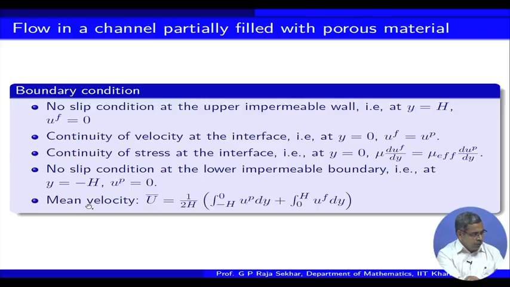So, the mean velocity is defined. Here, minus h to 0 is porous and 0 to h is the fluid. Correspondingly, we take the velocity, integrate, and normalize by the total width, that is 2 h. So, that is the definition of mean velocity here.